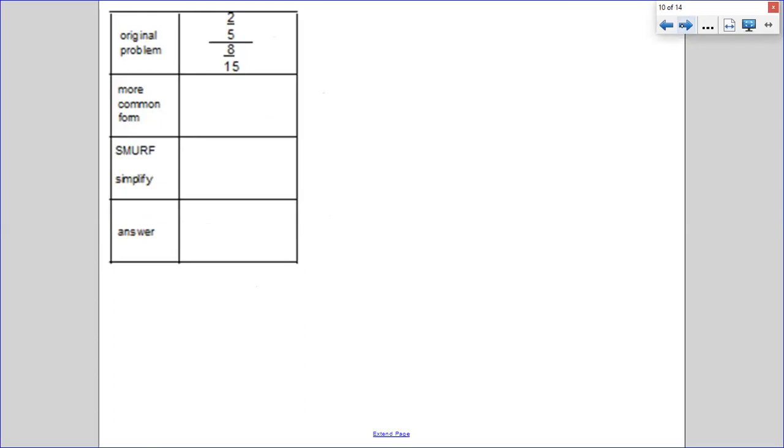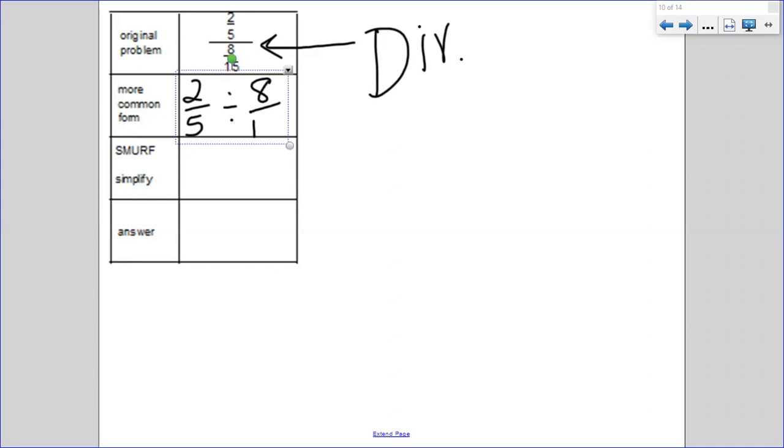Sometimes when I give my kids a problem like this, it looks different than they're normally used to. So they're like, I don't know what to do. Yeah, you do. It's the same thing. This line right here, that just means division. So this isn't really changing much of what you're going to do at all. If it makes it more comfortable for you, put it in the more common form, which we see as 2/5 divided by 8/15.